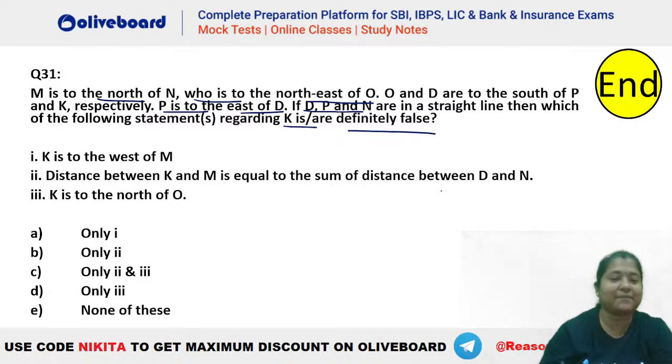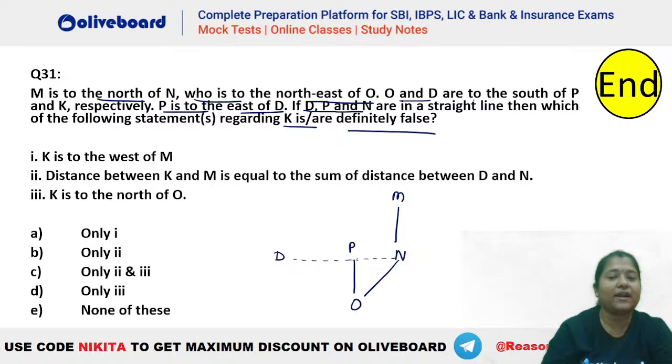So these mistakes happen, guys, right? So M is to the north of N. Okay, be careful. And N, who is to the northeast of O. So O has to be here. If O is here, you can see P has to be here because P and N are in a straight line. Also, we have this information that P is to the east of D. So P is to the east of D will be like this. This is your D here.